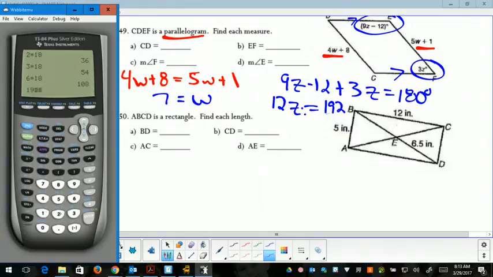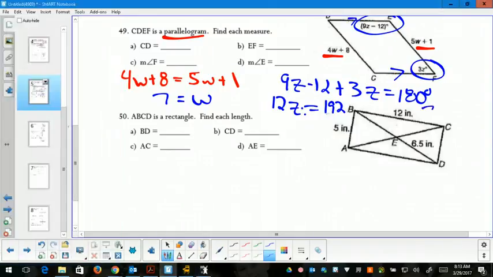So 192 divided by 12. Yep, 16. Thank you. 16. So now I'm going to plug that in. 3 times 16, 3, 18, 48 degrees here.